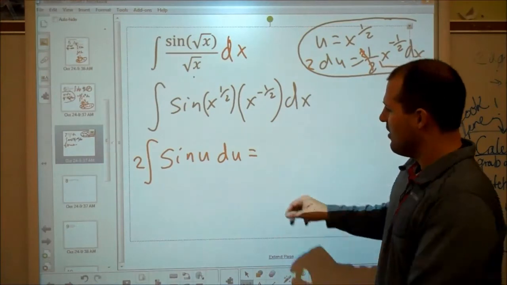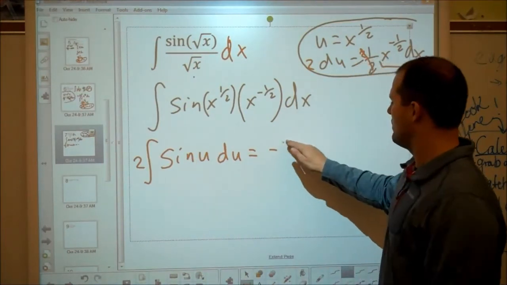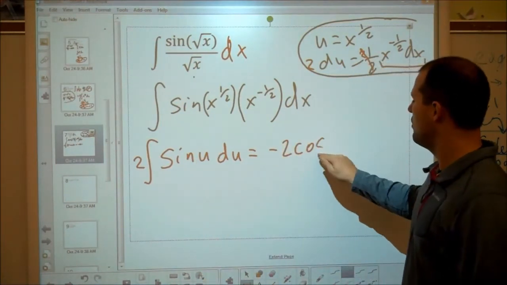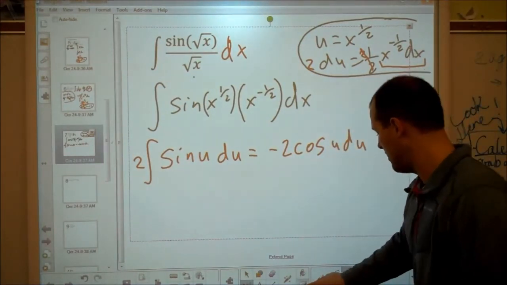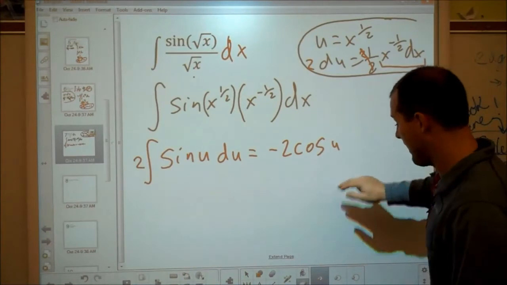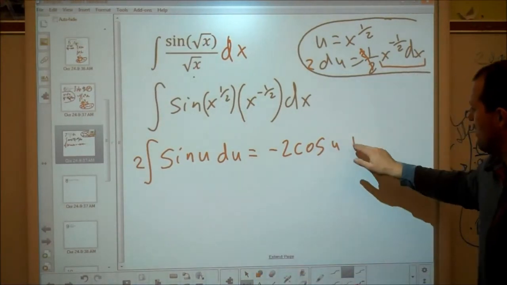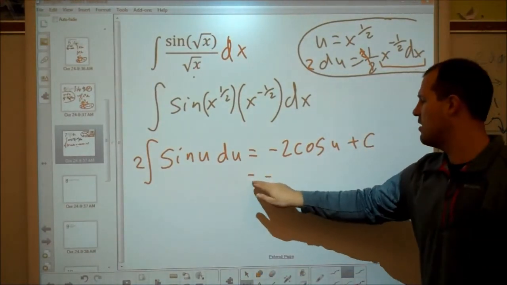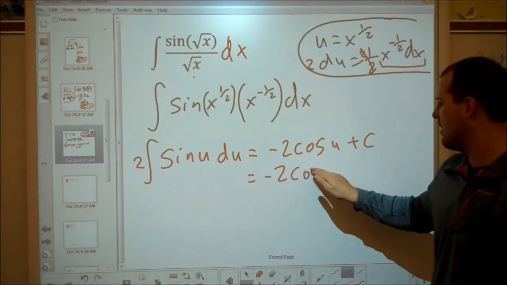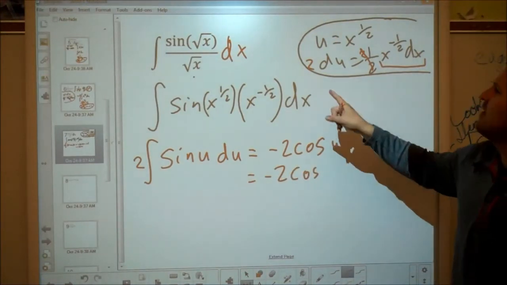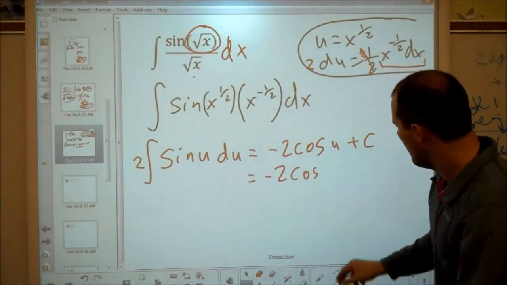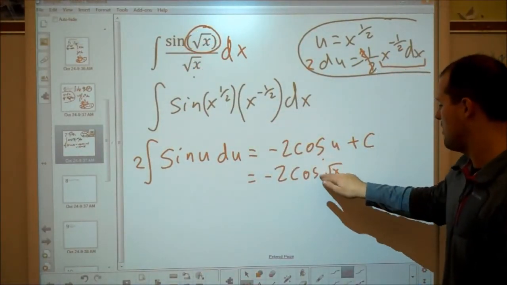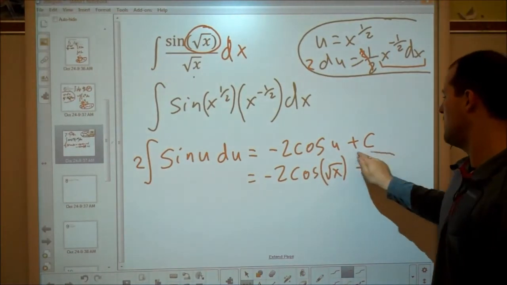Okay, let's keep going. We know the integral of sine is negative cosine, so we get negative 2 cosine u. Oh, excuse me, not du. I got confused for a second. It's actually plus c, because we've actually done the integral now. So plus c, and then that turns into negative cosine, not u. U was x to the 1/2. I'm going to change it back to the original form just because that's what I like to do. So I'm going to get root x in there plus c.